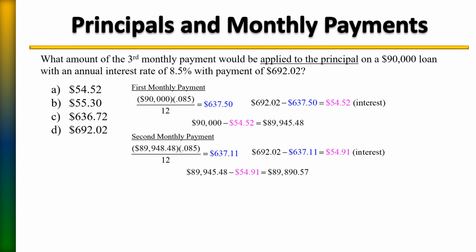Let's do this one more time, because what we're looking for is the amount that's going to be applied to the principal with the third monthly payment installment. So let's go on to the third monthly payment.